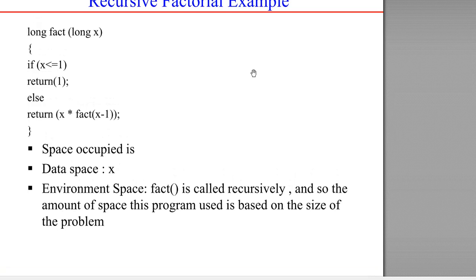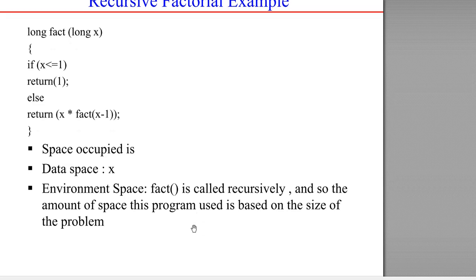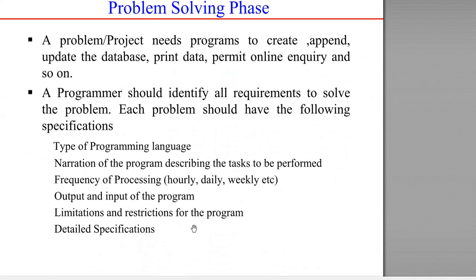Then we also have the recursive version. This one has a bigger environment space, because in a recursive function we call the function over and over again, so you require more storage to hold the various function calls. So for now, that's what we can look at in terms of time and space complexity.